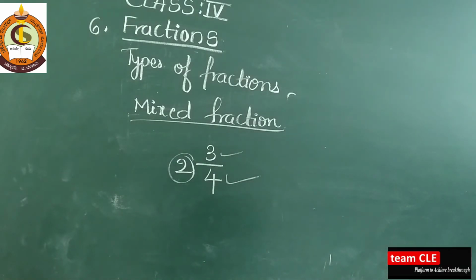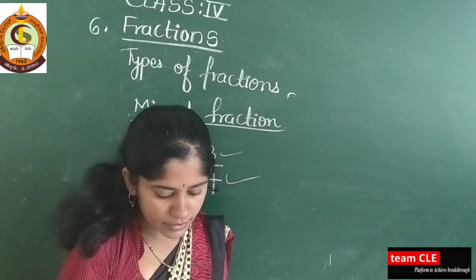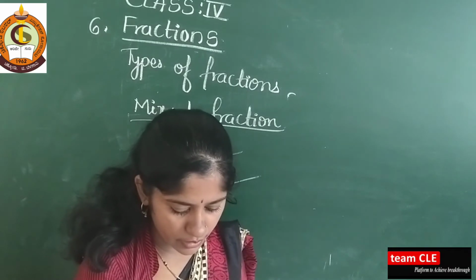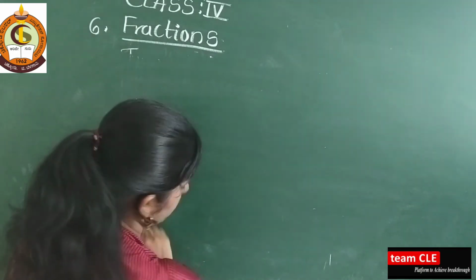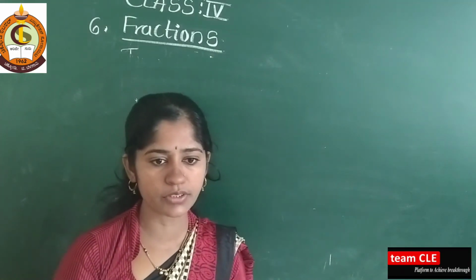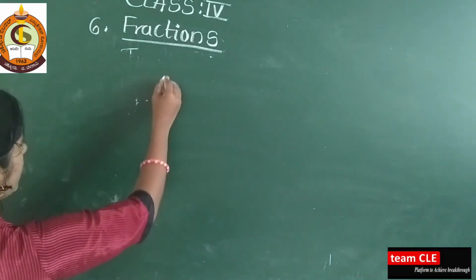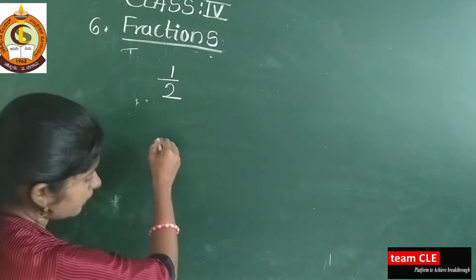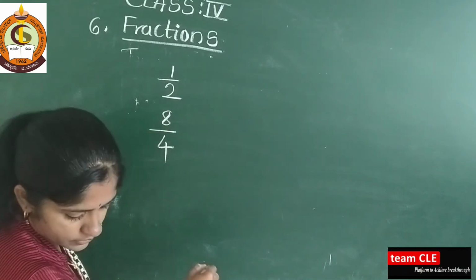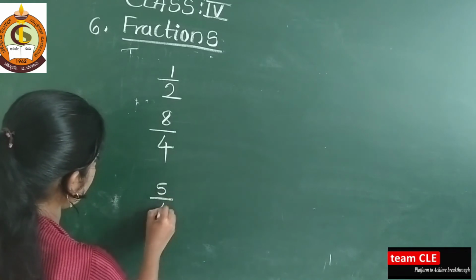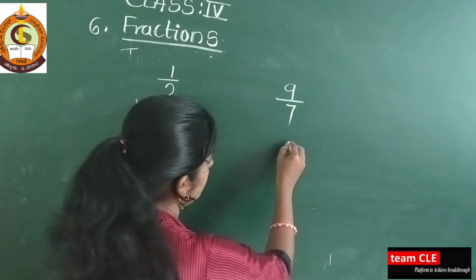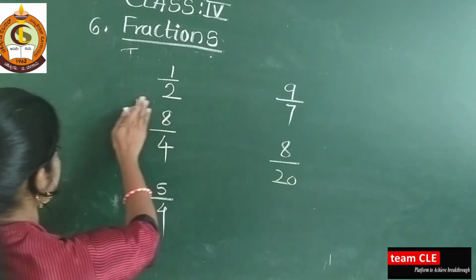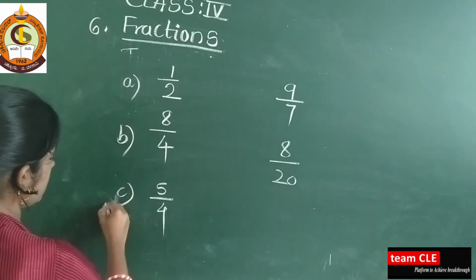So see here. I will take some examples. The first one is: color all the improper fractions red and green. I will solve some examples. If you understood proper fraction and improper fraction, then you can solve the example. So here 1 by 2 is there. Next 8 by 4. Next one more example, 5 by 4. A few more examples: 9 by 7. Next 8 by 20. Okay, so take here A, B, C, D.